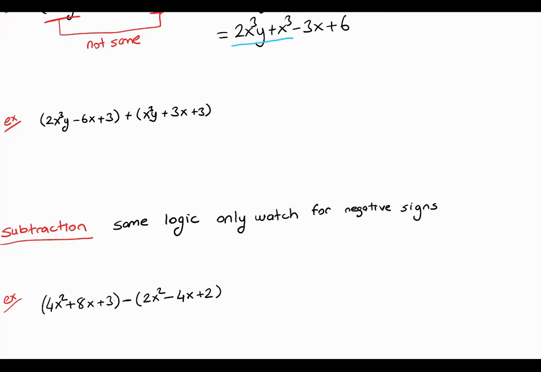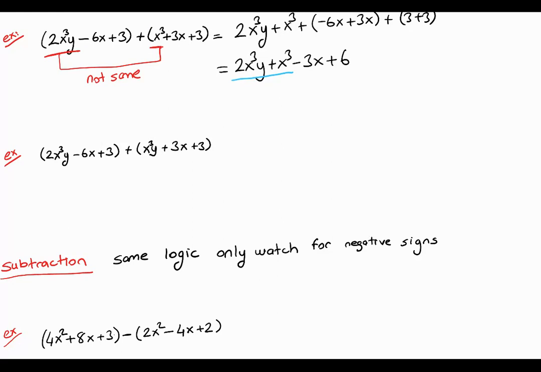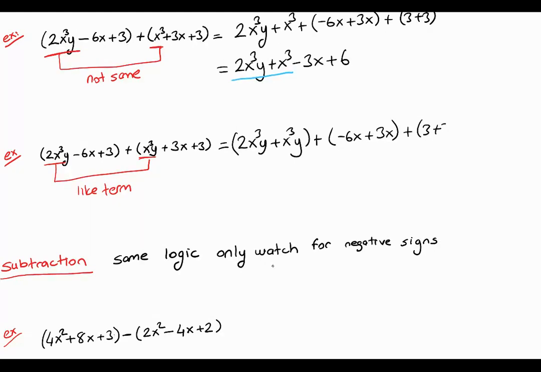Okay, another example. Here we have like terms. This and this are the same like term. They have the x cubed y variables, so I can add them. It's different than the previous example. So 2x cubed y plus x cubed y, I will add them, similarly in parentheses. Plus 3 plus 3. So 2 plus 1 is 3x cubed y, minus 3x plus 6. Okay.